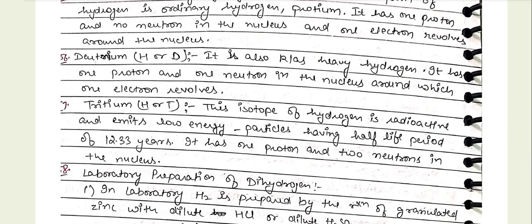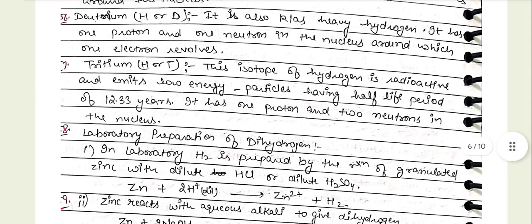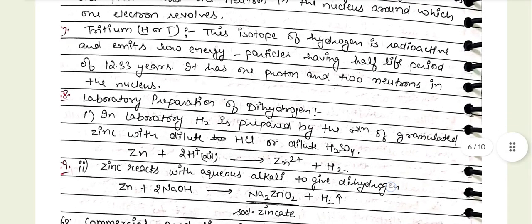Deuterium. It is also known as heavy hydrogen. It has one proton and one neutron in the nucleus, around which one electron revolves. Tritium. This isotope of hydrogen is radioactive and emits low energy particles, having a half-life period of 12.33 years. It has one proton and two neutrons in the nucleus.